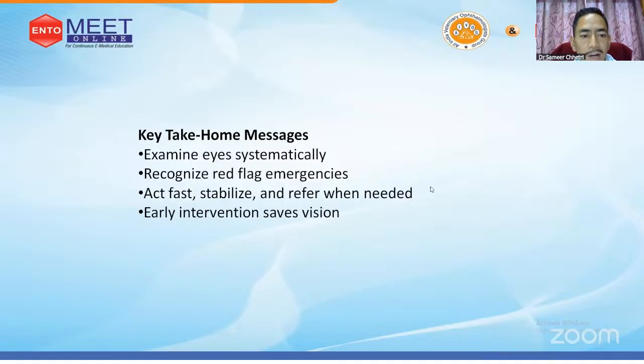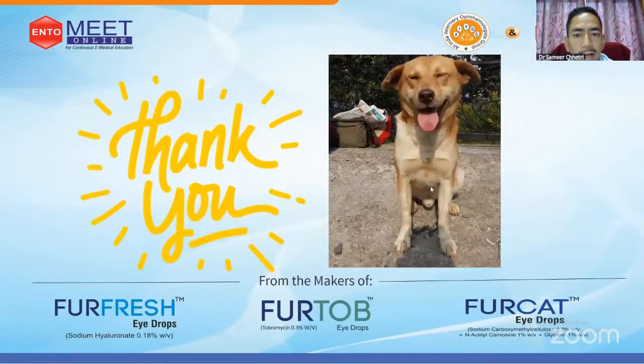We need to act fast, because the more time we take in treating the animal, the higher the chance that the animal will lose its vision. We need to stabilize, and referral is important whenever needed. Early intervention always saves vision. So with this, I would like to end my talk on pet anatomy and the emergencies. Thank you.